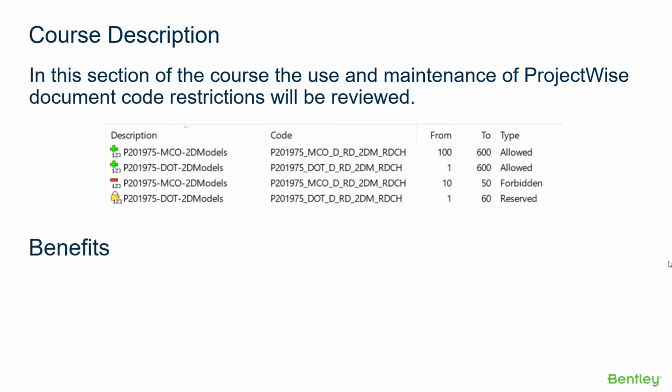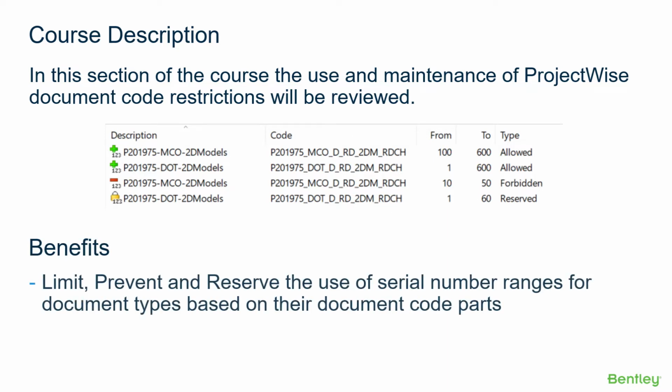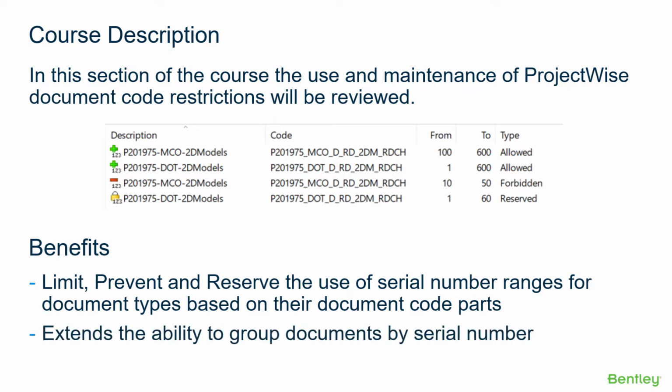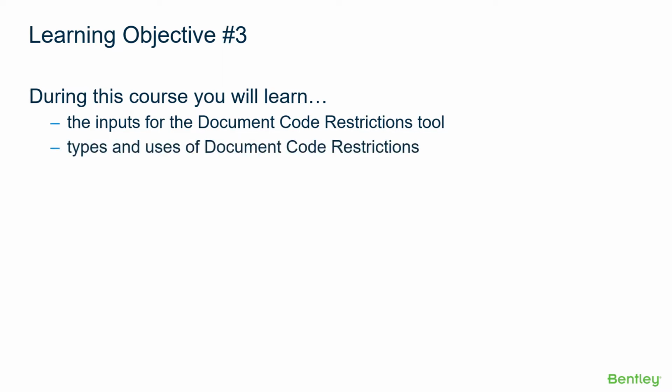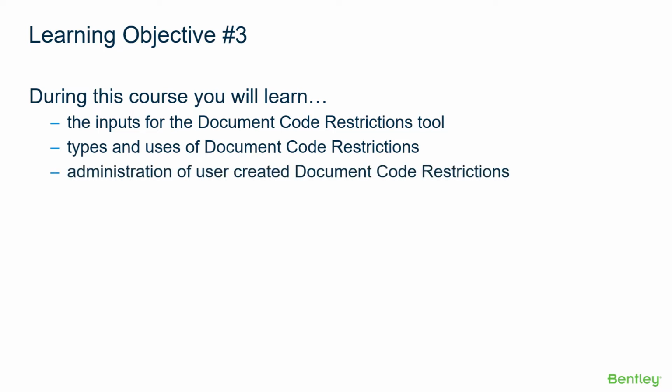The benefits of using document code restrictions are to limit, prevent, and reserve the use of serial number ranges for document types based on their document code parts. This also extends the ability to group documents by serial number. During this course, you will learn the inputs for the document code restriction tool, the types and uses of document code restrictions, and the administration of user-created document code restrictions.